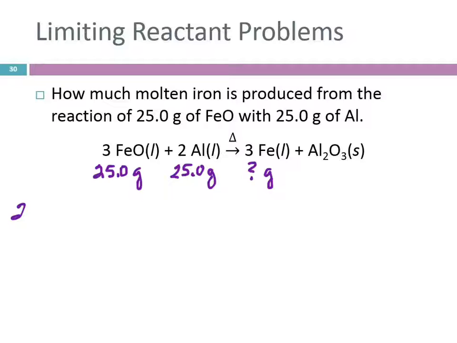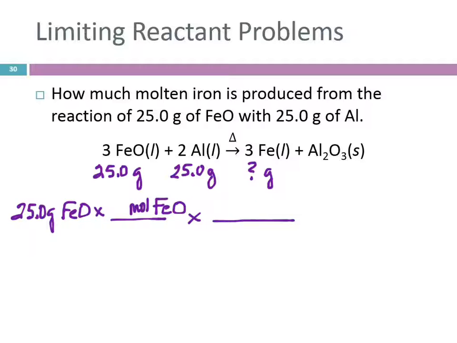So for the first one, I'm going to start with the 25 grams of FeO, and I first convert that to moles of FeO. And then what's next? Not moles of aluminum. What are we trying to find? Iron. Moles of iron. And then to what? Grams of iron.